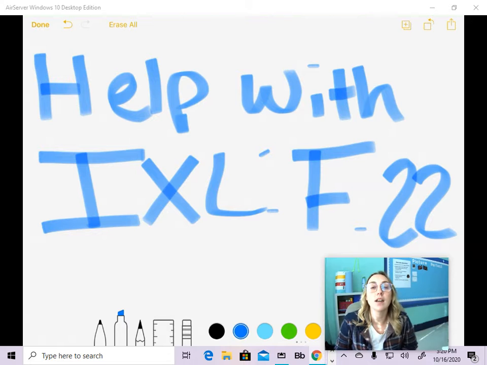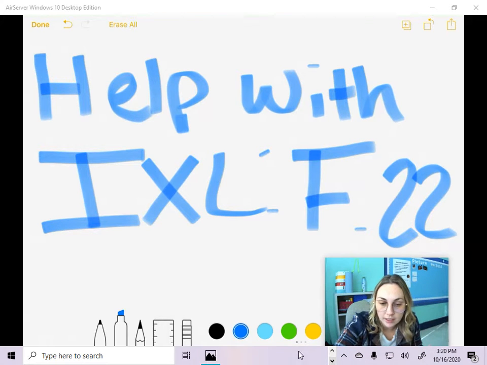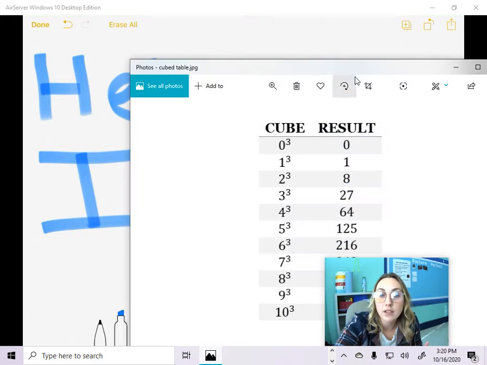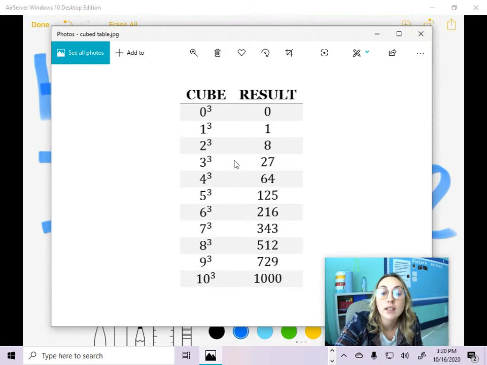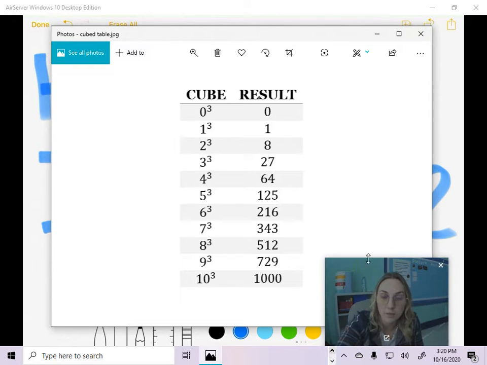So in that Google form, I gave you a picture that you're supposed to write down, and this is what that picture looks like. It's really important that you have this written down because it will help you with this IXL in the long run. It'll make it super, super easy. And it's probably going to be a lot easier for you if you memorize your cubed roots as well. But let's go ahead and get started.